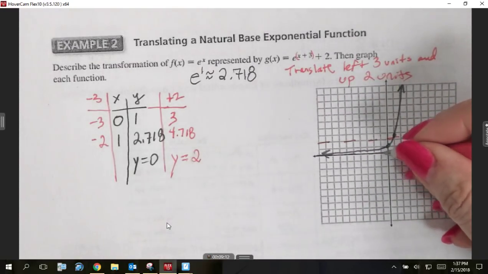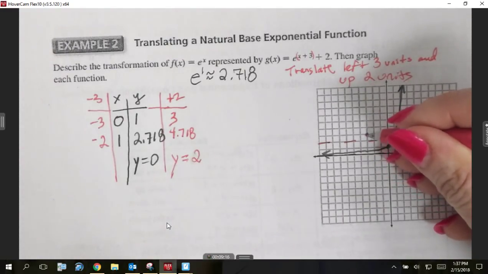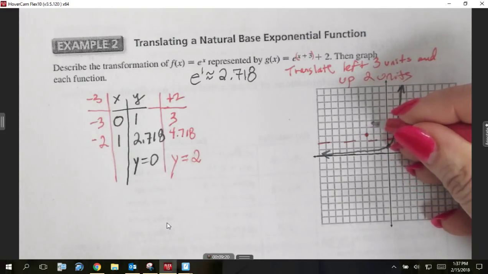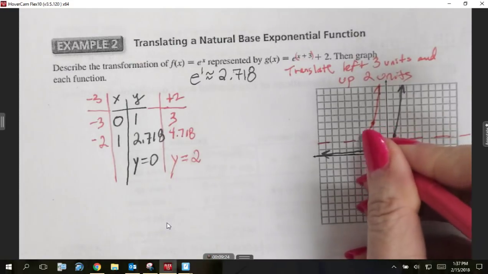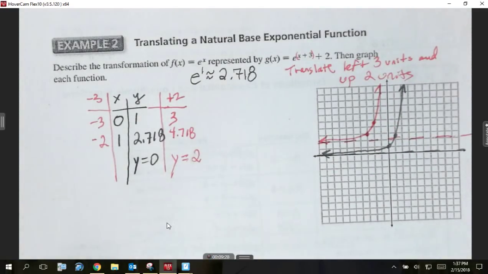Graph negative 3, 3. Graph negative 2, 4.718. Connect those points and use the asymptote. Doesn't even need to pull the calculator out.